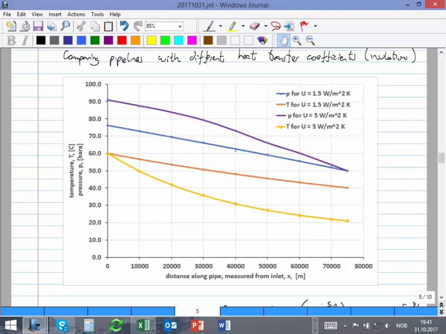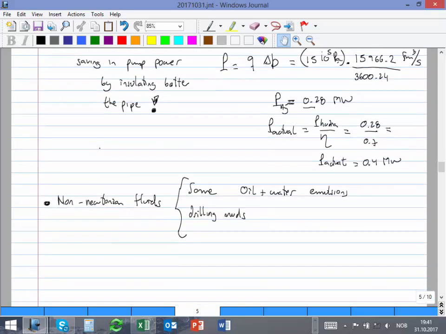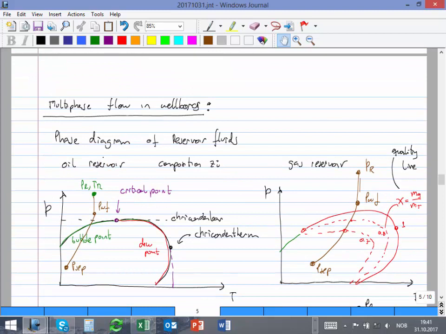Then I compare, it's very nice to compare the different insulation, which insulation to choose. A better insulation is more expensive, but can save pumping power, and it can also save pigging. And then we went to multi-phase, and actually what you really have in almost every well is multi-phase.